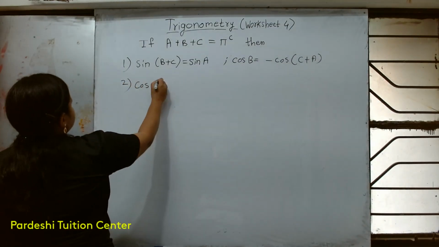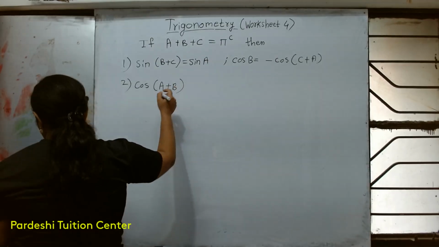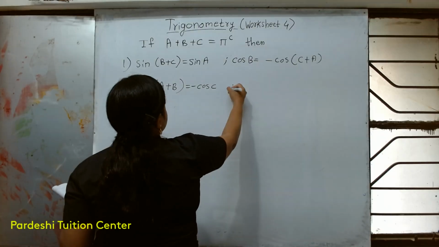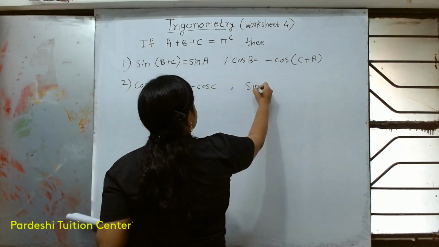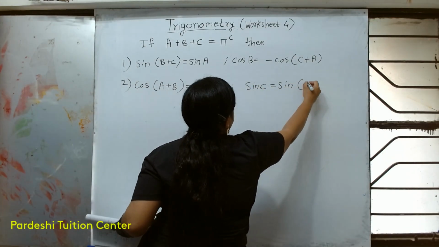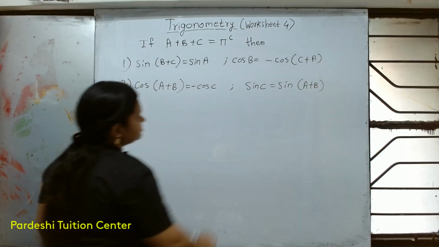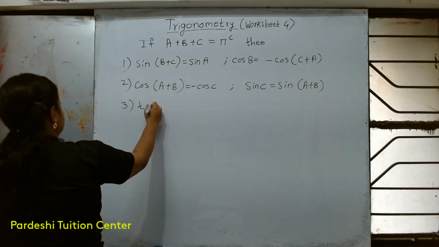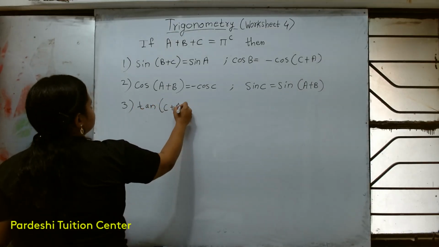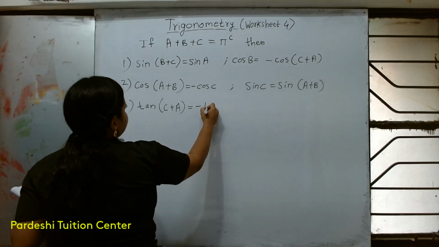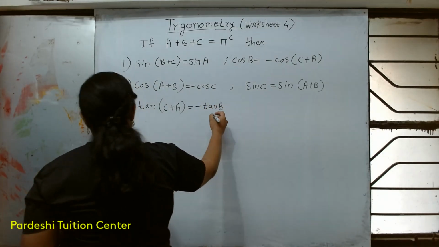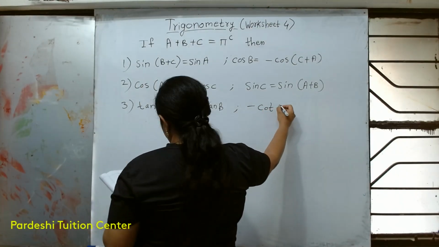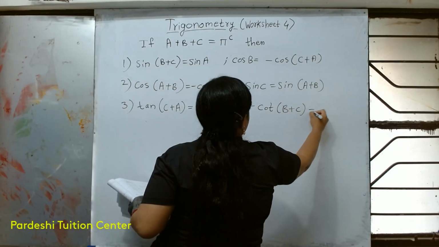Now second one is cos of (A plus B) equals minus cos C. Again sin C equals sin of (A plus B). Now third one is tan of (C plus A) equals minus tan B. Now for cot, it is minus cot of (B plus C) equals cot A.